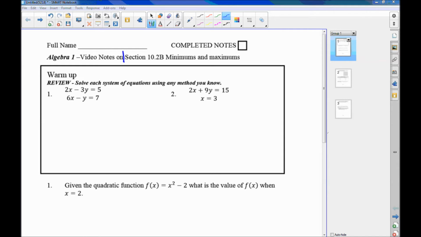Today we are covering section 10.2 part B. So this is the second day we're spending on this section. And today we're just going to talk about minimums and maximums as we review what we learned the first time.